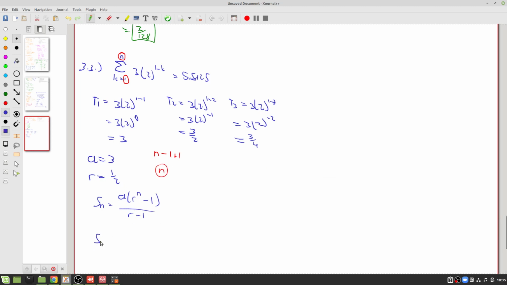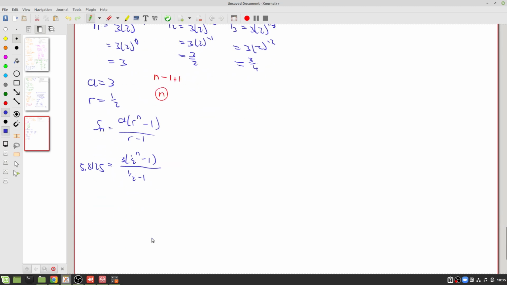Okay, so we need to find Sn, and that n is fine. So a, our first term is 3. Let me rewrite that, 3. r, our common ratio is a half. So a half to the power n minus 1 all over a ratio minus 1. So half minus 1. Okay, and we get told that Sn is 5.8125. So we can actually write that in here. 5.8125. Great, and now we just need to solve for n from here.